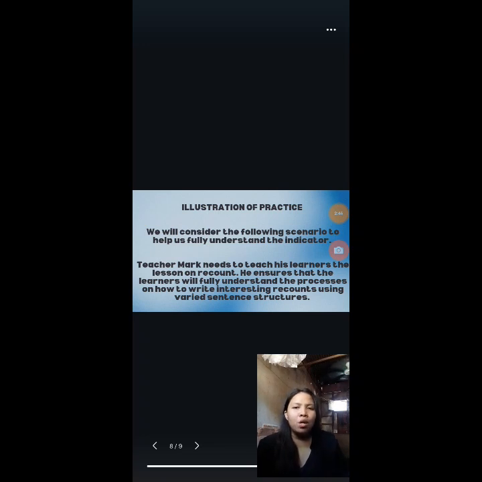Illustration of practice. We will consider the following scenario to help us fully understand the indicator. Teacher Mark needs to teach his learners the lesson on recount. He ensured that the learners will fully understand the process on how to write an interesting recount using various sentence structures.